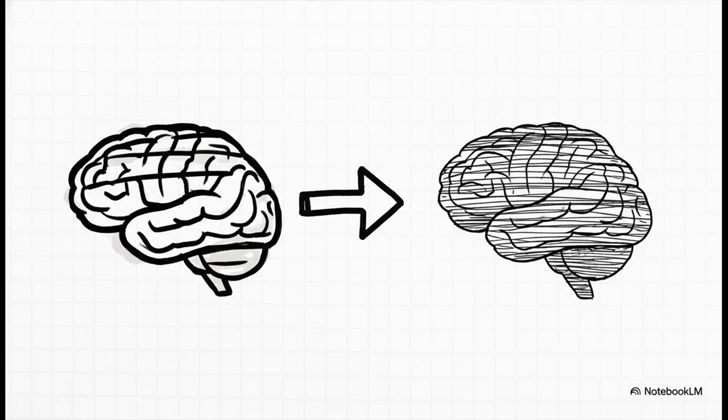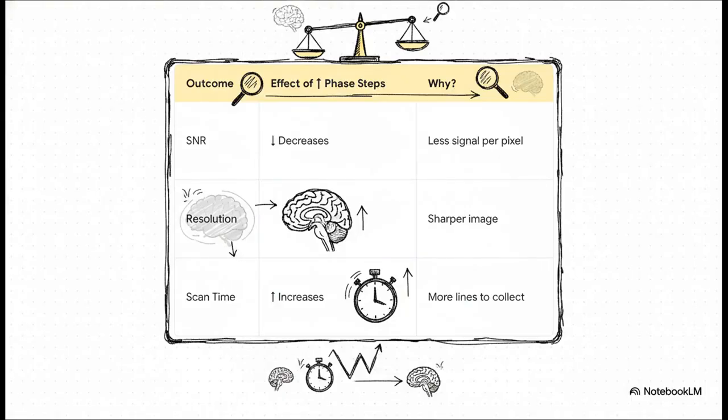An easy way to think about these is like the number of horizontal lines the scanner draws to build the picture. The more lines you draw, the more detail you get. Now here's where it gets a little more complex. This is a classic trade-off. Increasing those phase steps gives you that amazing super sharp detail you're after, but look at the cost. Because each little pixel gets smaller, it can't capture as much signal. So the image gets noisier. And of course, collecting all those extra lines takes more time too.